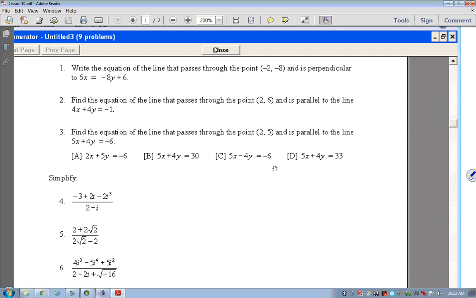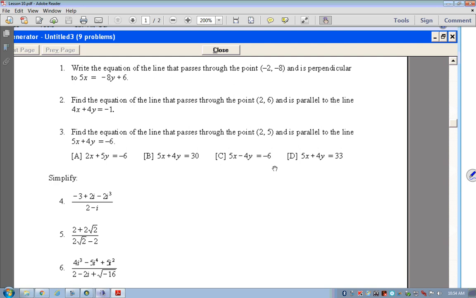It says write the equation of a line that passes through the point (-2, -8) and is perpendicular to 5x = -8y + 6. So this is what I would do with this. I've got x on one side, and -8y plus 6 on the other side. I want to get this equation into slope-intercept form, right? So that's y = mx + b. That way I can see what my slope is. We should understand some of that, right?